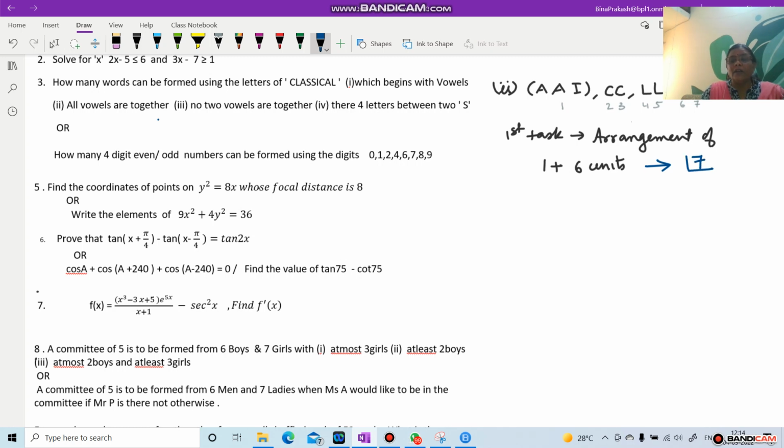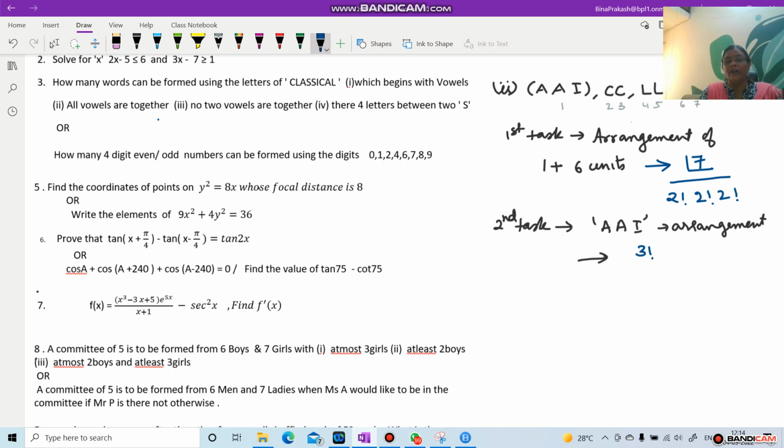And in this 7 factorial, what you find is there are 2 C's, 2 L's and 2 S's. We are considering it as 1 unit, so we don't need to take up its arrangement now. That's the second task we have. With each of these arrangements, there is another task that you have to do. It's the arrangement of the AA and I. In how many ways can this be arranged? This can be arranged in 3 factorial ways.